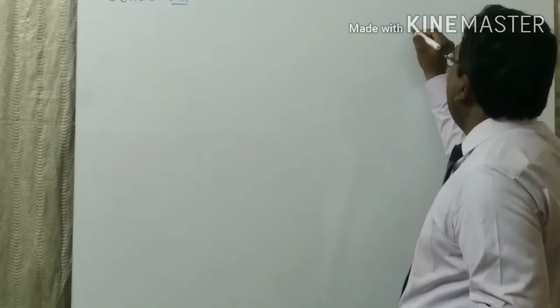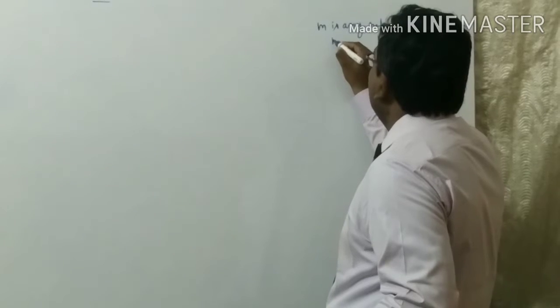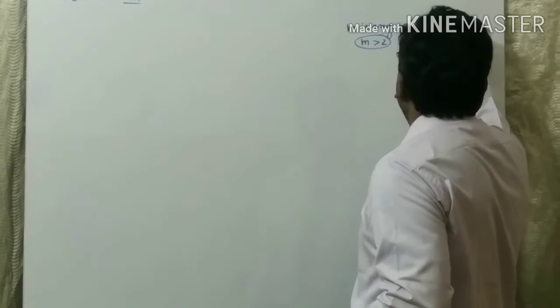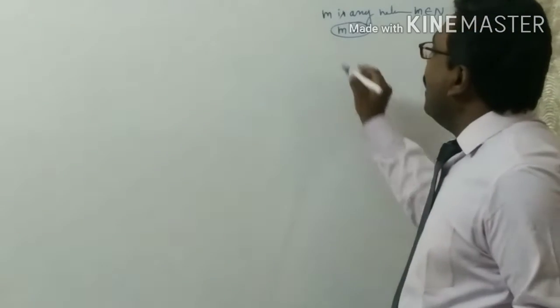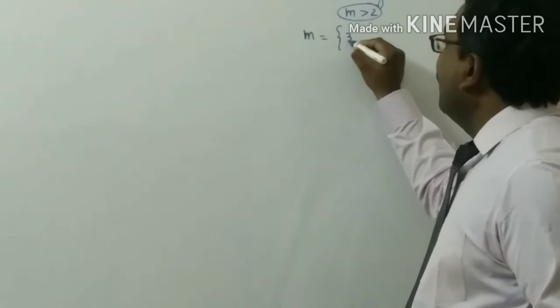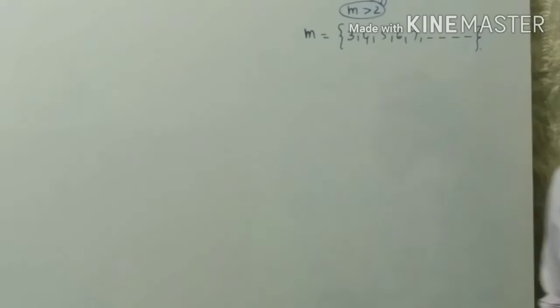Suppose m is any natural number and m is greater than 2. What are natural numbers? Yes, counting numbers: 1, 2, 3, 4, and so on. So m can be greater than 2, that is, m can be 3, 4, 5, 6, 7, and so on.